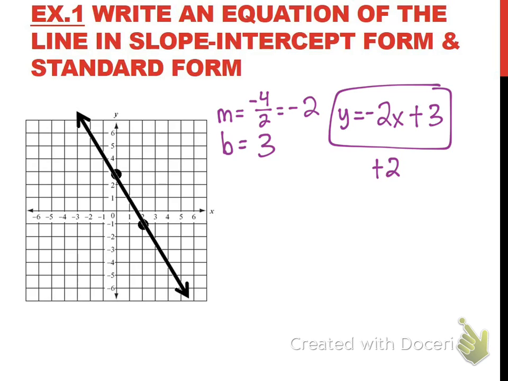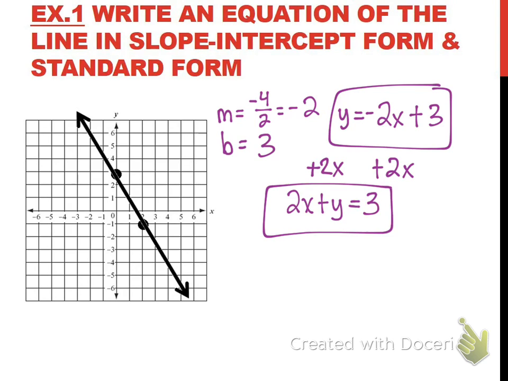If we add 2x on both sides, then that's going to get it to cancel off of the right side and move it over to the left side. But instead of writing y plus 2x, I want it to be 2x plus y. We need the x first, then the y, then equals our constant. So this would be our standard form. Questions, concerns?